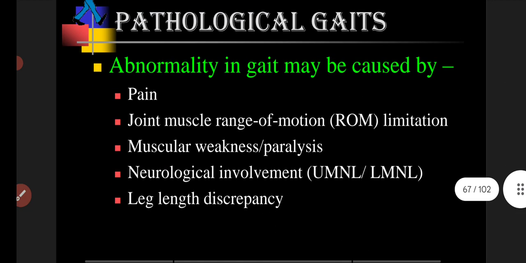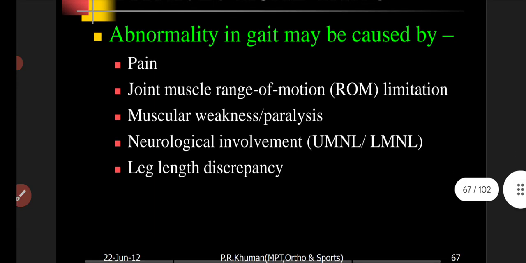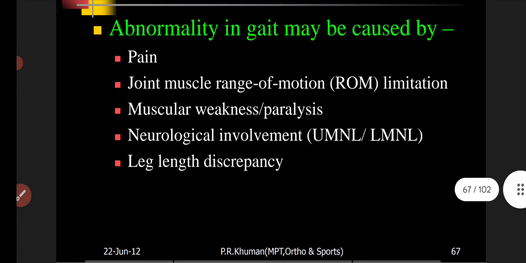Now, abnormality in gait may be caused by, number one, pain; number two, joint and muscle range of motion limitation; number three, muscular weakness or paralysis; number four, neurological involvement, such as upper motor neuron lesion or lower motor neuron lesion; and number six is leg length discrepancy, or LLD.